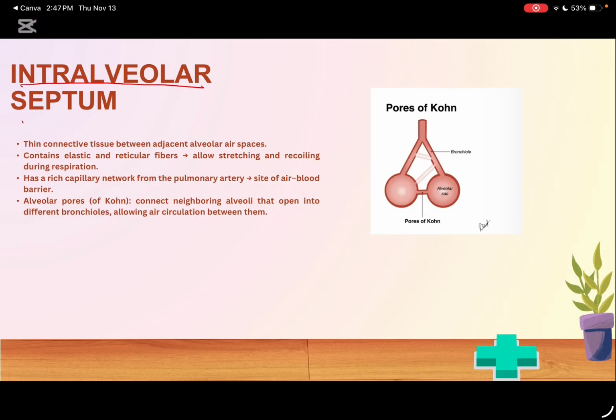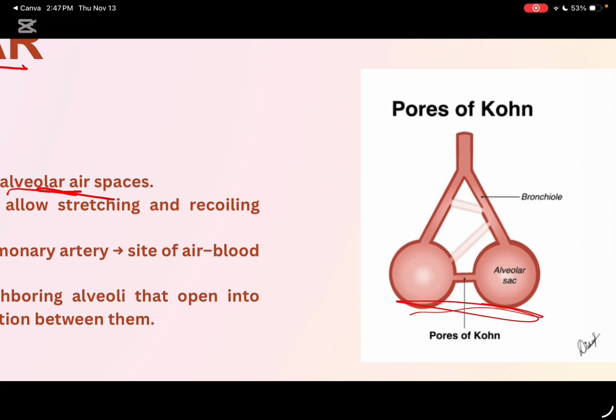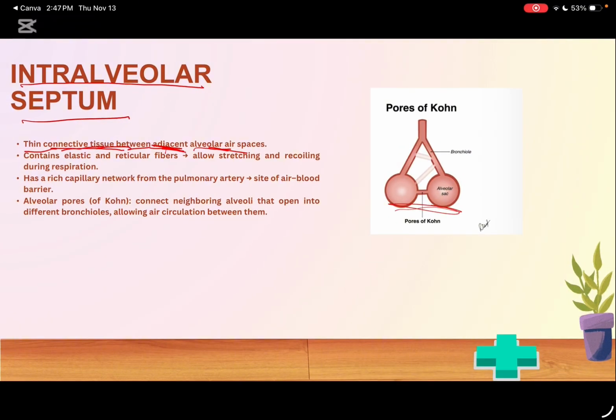Interalveolar septum. Thin connective tissue between what? It's a thin connective tissue between adjacent alveolar spaces. As you can see, they are adjacent here. And what does it contain? It contains elastic and reticular fibers.